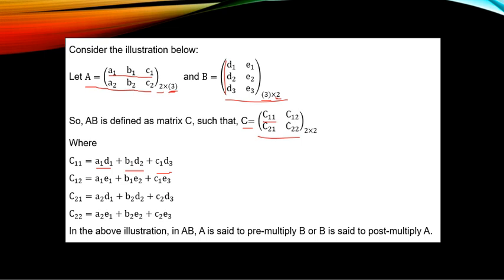To get the element in the first row, second column, you use the same first row of the first matrix. You are still in the first row, second column: first row of the first matrix, second column of the second matrix. So the same A1, B1, C1 multiply the second column. This is the result that you have: A1 times E1, B1 times E2, C1 times E3.